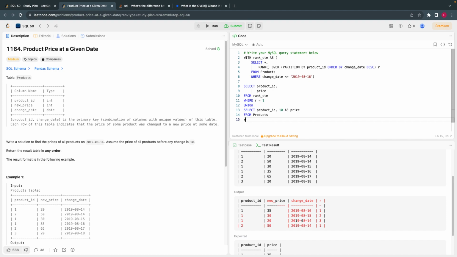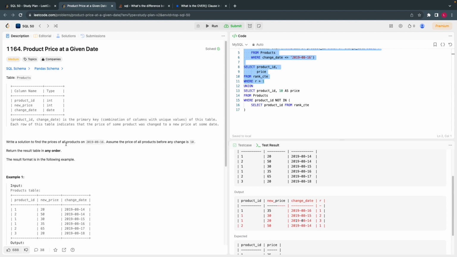Where I'll select all the products except the products which are here. I'll select product ID where product ID not in select product ID from this CTE. So this gives me all the products with their price before this date, and I just want to select three. I need three as well, right? Three is not here, three will not come from this part. But three is there in the product table. That's where I select from the product table and give that value as 10. And then I'll say product ID not in all of these. So this solves the second half of the problem.